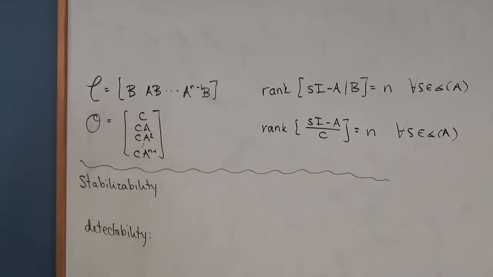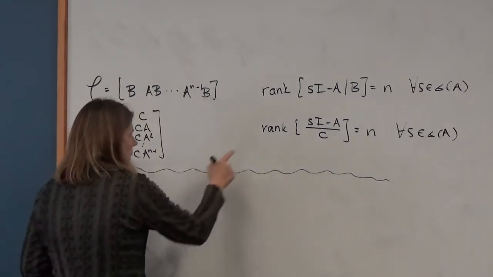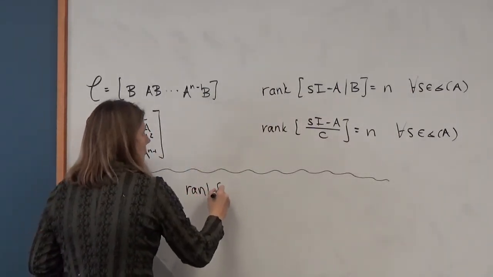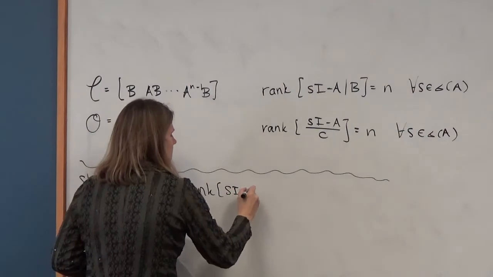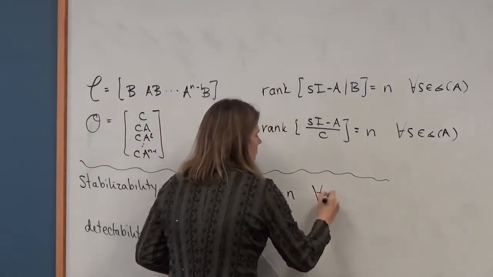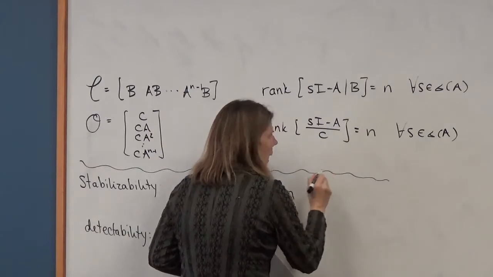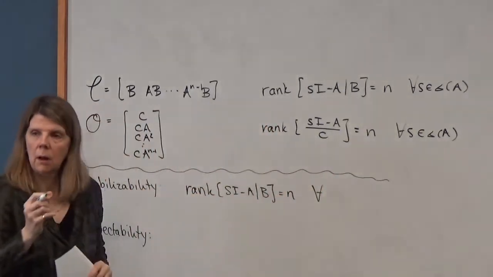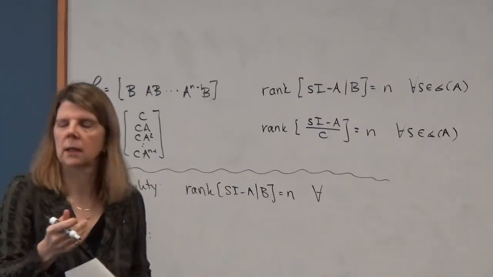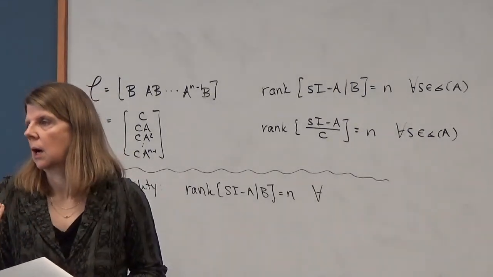So a system may not be controllable, but it may be stabilizable. Okay, so what is the test for stabilizable? It's written in terms of the PBH test. So the rank of sI minus A, B should be equal to n. And now we look at not all eigenvalues of A, but for all eigenvalues of A which are unstable.